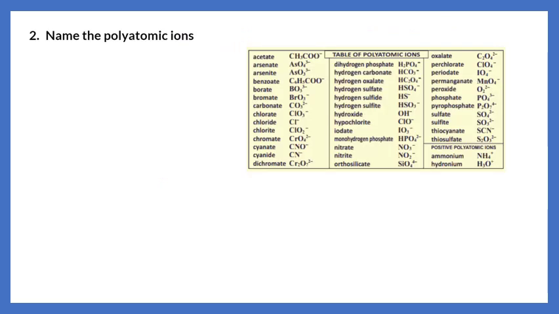Okay. Again, we're trying to name HNO3. The second step says to name the polyatomic ion. Well, my polyatomic ion is NO3. So let's look for NO3. NO3, NO3, NO3. Where are you? Ah, there you are. It's nitrate. Nitrate.